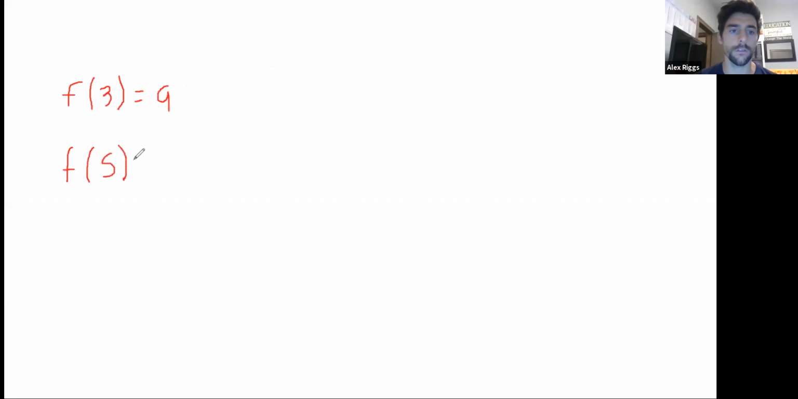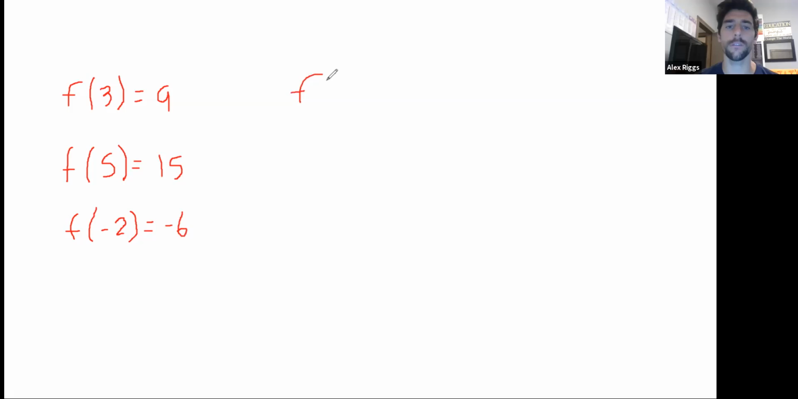I'm going to give you a few function points and see if you can find the pattern. So let's say I started this way. I told you all that f of 3 equals 9. I'll give you some more information: f of 5 is equal to 15. Right now you're trying to figure out, can I predict this next relationship? So f of -2, maybe you're already ahead of me, is equal to -6.